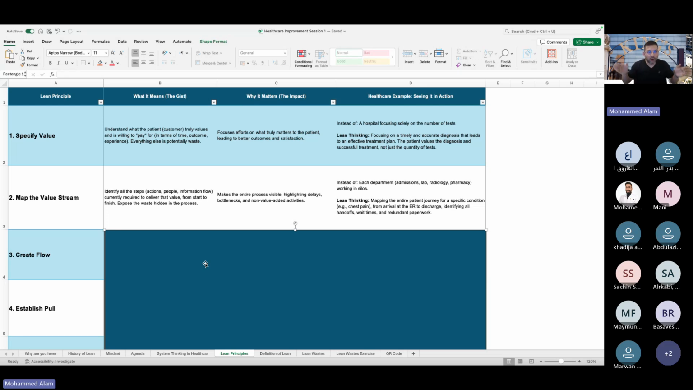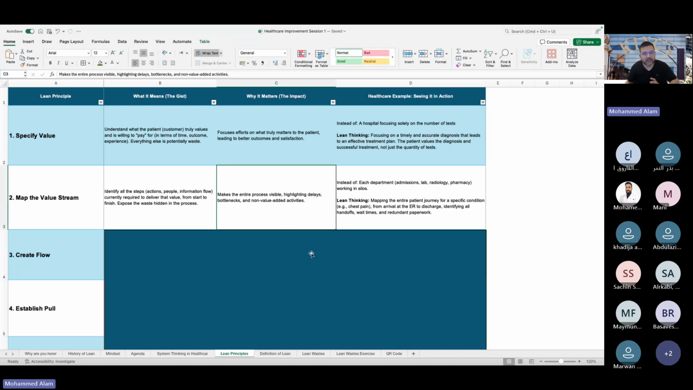So we need to identify all the steps. And this is usually done through a value stream map. And value stream map is one of the powerful tools in Lean. And in one of the sessions, probably the third and fourth session, I will have a dedicated session for value stream mapping. Value stream mapping is a very, very powerful exercise to understand how the value flows from a customer point of view. Now it makes the entire process visible.